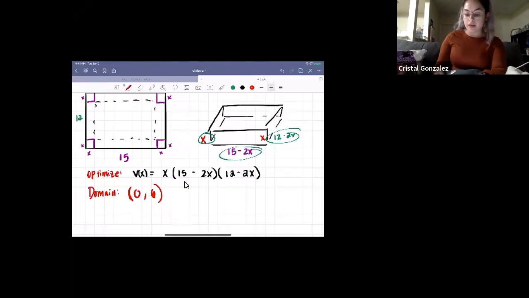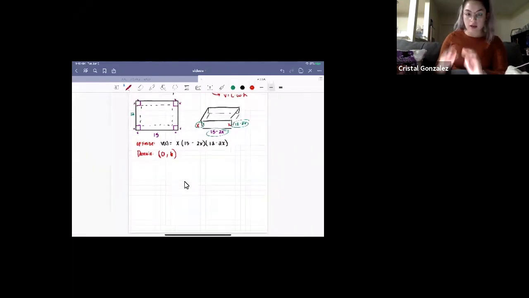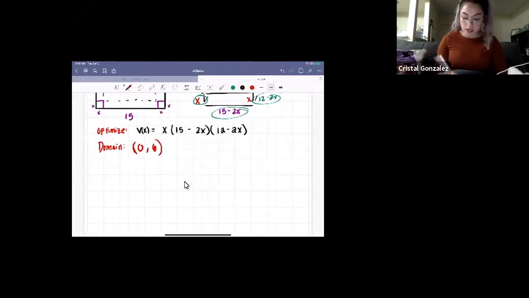So now that we have our domain, and this domain is going to come in handy later on in the problem. And so now what we want to do is optimize our function, which means that we're going to take the derivative, V prime. But before we take the derivative, let's simplify this problem so we multiply everything out and get it a little bit easier. So go ahead and do that, and then I'll do that myself too.